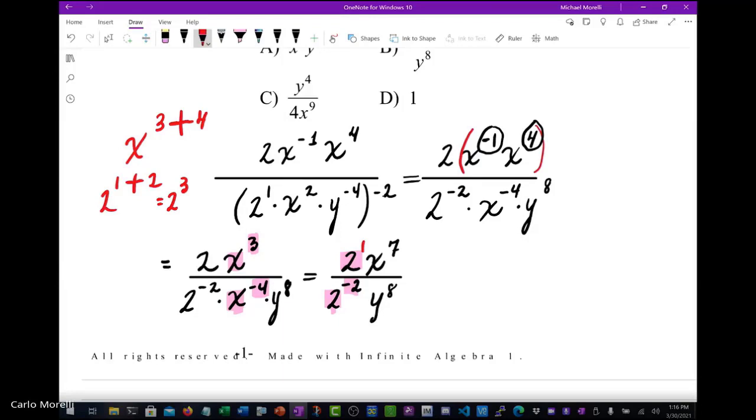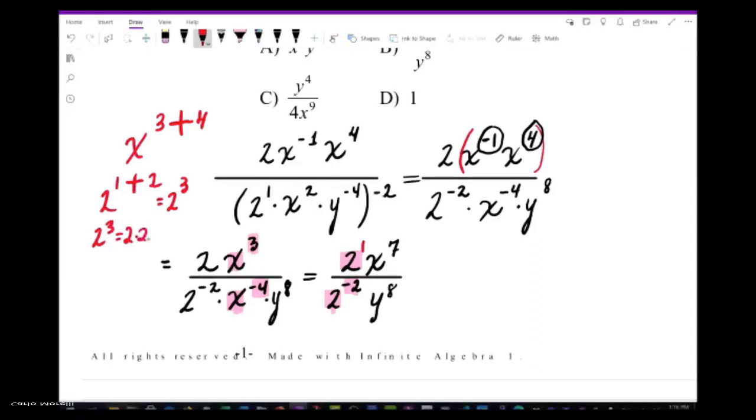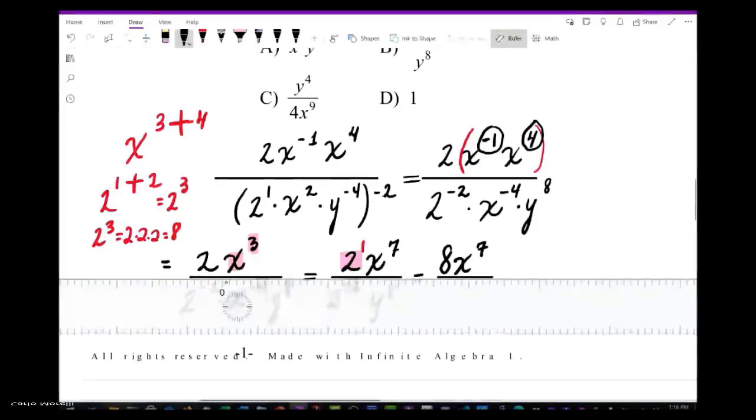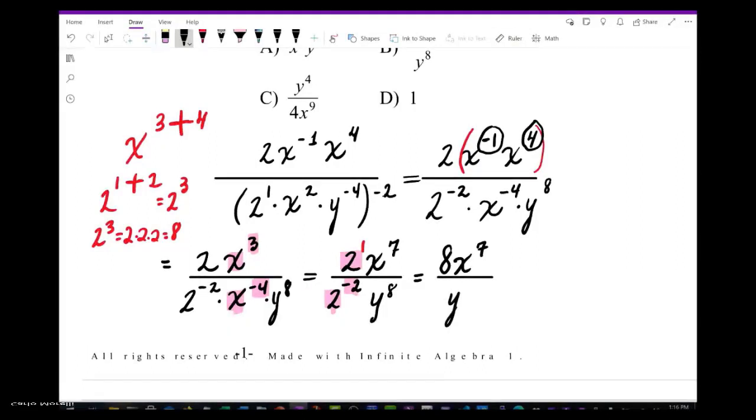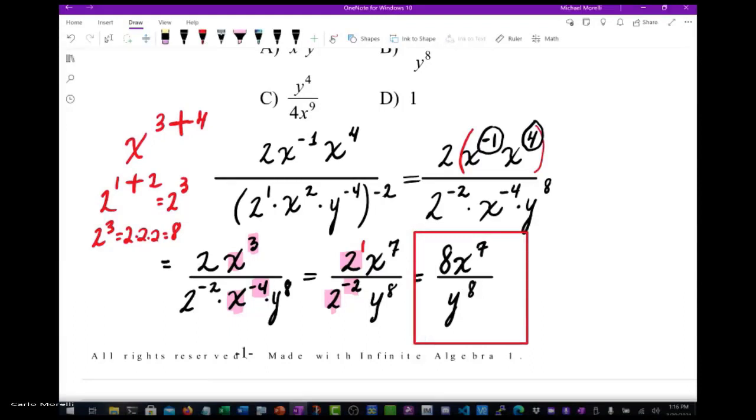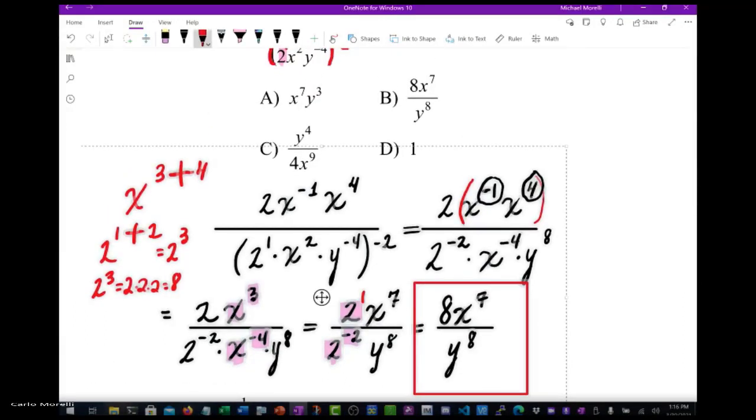Now, 2 raised to the power of 3 is equal to 2 times 2 times 2. 2 times 2 is 4. 4 times 2 is 8. So what we're going to end up doing is we're going to put equals 8x to the 7th. We've now dealt with the denominator 2, and so all we're going to write is y to the 8th. And we're going to go ahead and put that in a red box because that was kind of a challenge. I'm proud of that. And so that would be this one up here.